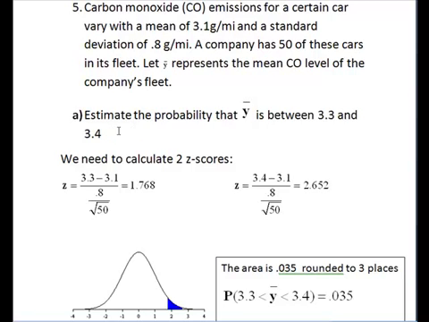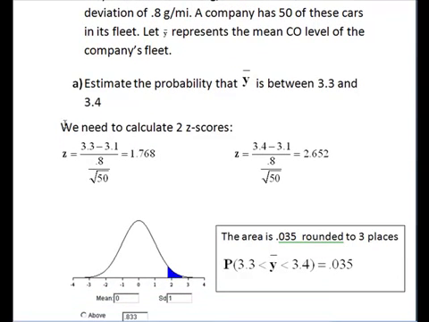So this is a question not about an individual car, but the average of all 50 cars. So we need to calculate 2 z-scores. A z-score is what? It's a sample value minus a mean over a standard deviation. But our sample values are, in this case, sample means, 3.3 on one end and 3.4 on the other. The true mean, the population mean, is 3.1.